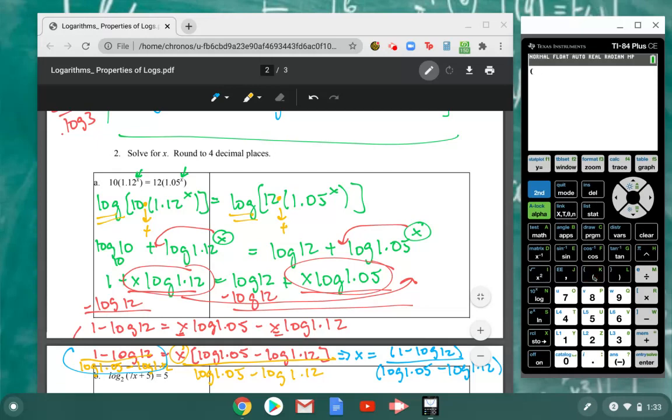I'm typing in what's in blue there. So 1 minus, and I chose the common log, sorry, so I can just type everything in. Log of 12, close the log, close the numerator, divided by, parentheses for my denominator, log 1.05. Let's, 1.05, whoops.